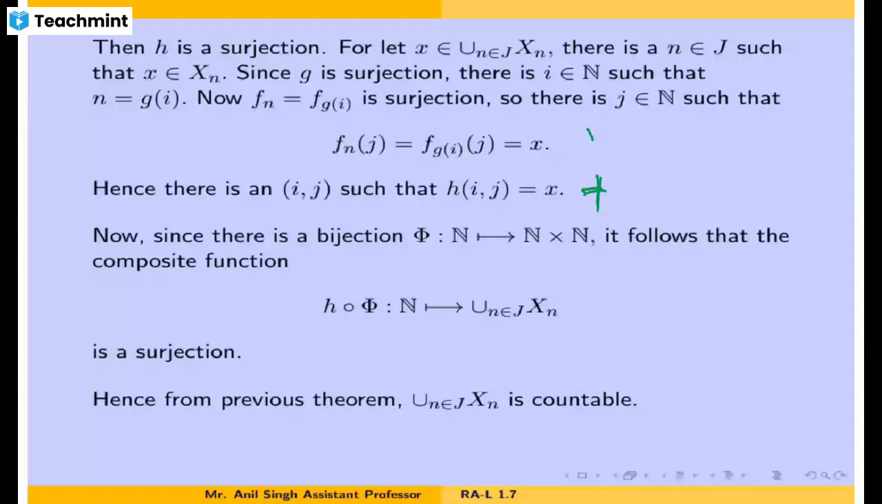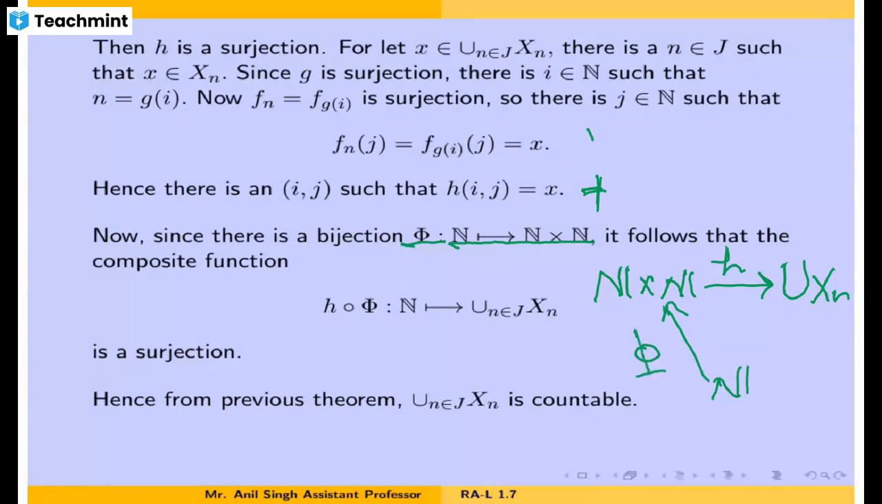Now if you look at this diagram, from N cross N to this union family, we have a surjection h. We also know that N cross N is equivalent to the set of natural numbers. This is what we have done already, because it is a countably infinite set, so it has to be equivalent to the set of natural numbers. So we will have a bijection, and let that bijection be phi. So we have a bijection from the set of natural numbers to N cross N.